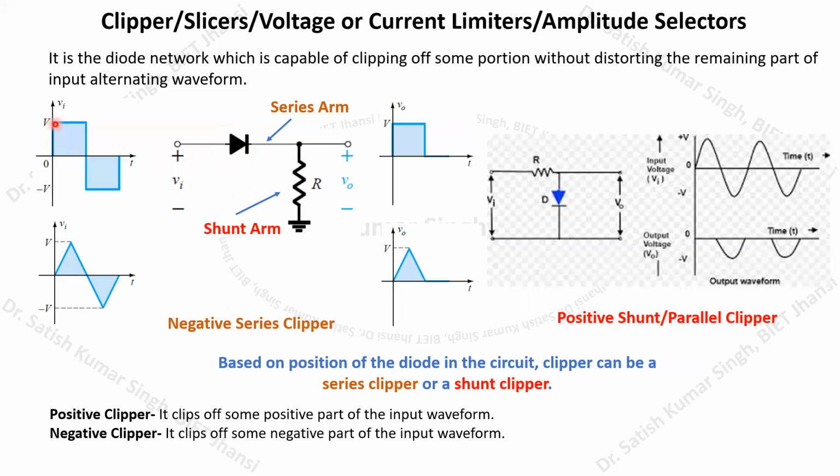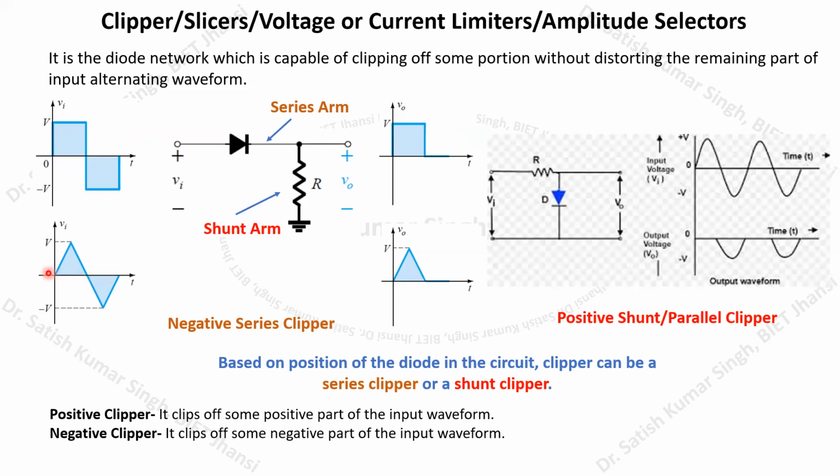So if we consider it to be an ideal diode, whenever the potential that we have applied is a positive voltage, whose value is equal to V, the diode will become forward biased and it will get short circuited. Because of that, this voltage is going to appear across this resistor. So the positive part of this particular waveform is going to appear across this resistor, and that waveform will look something like this.